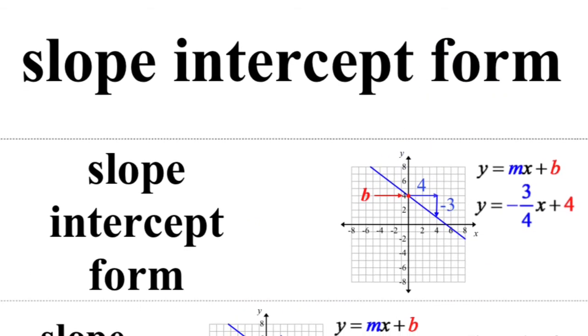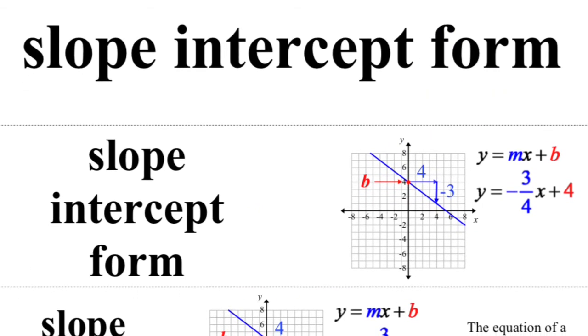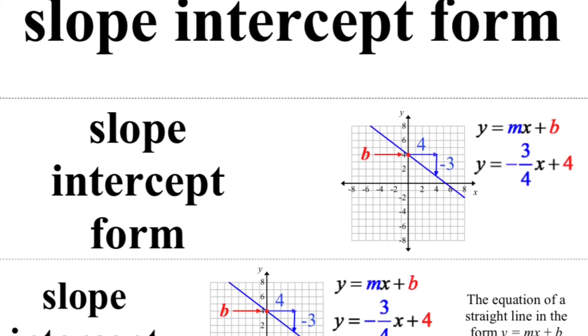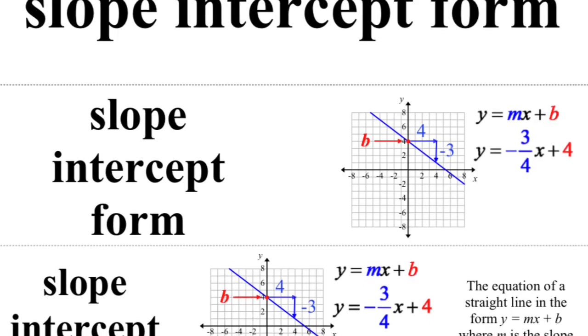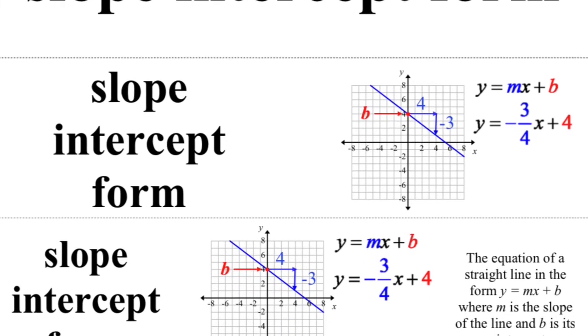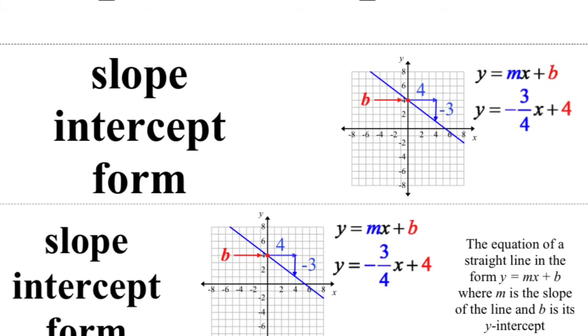Slope-intercept form is a way to write out a linear equation. y equals mx plus b. If y is all by itself, then the number in front of x is your slope, and the number floating around is the y-intercept.